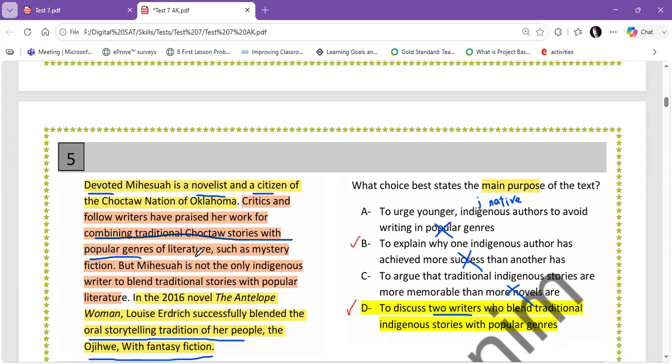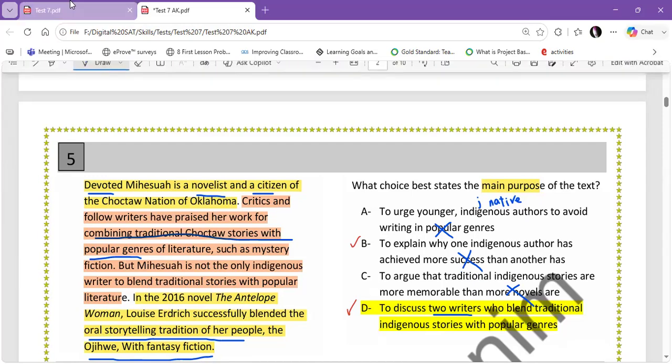But Masu is not the only indigenous writer to blend traditional stories with popular literature. In the 2016 novel, The Antelope Woman, Lewis Hendricks successfully blended the oral storytelling tradition of her people, the Osage, with fantasy fiction. So, are we talking about success? No. We are talking about two writers who blend traditional indigenous stories with popular genre.